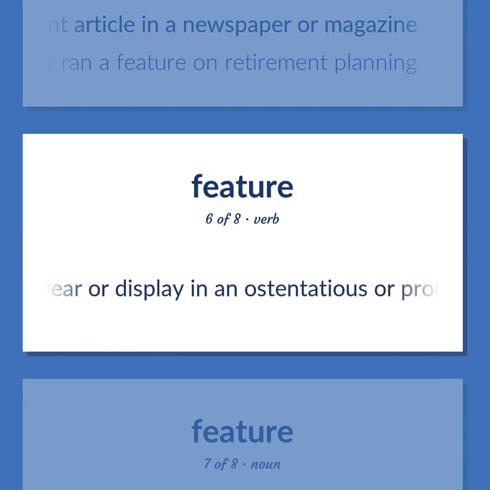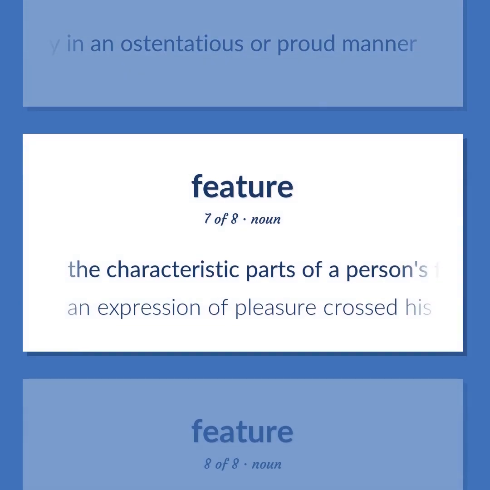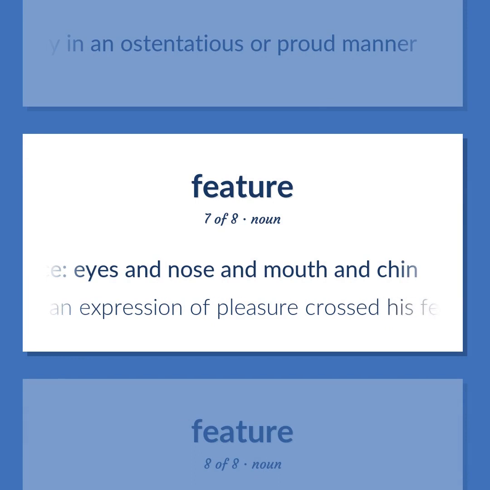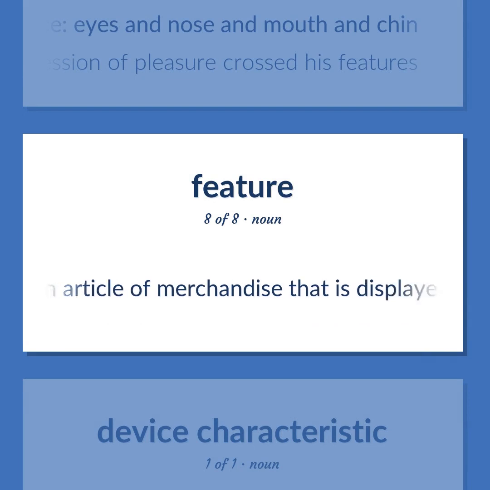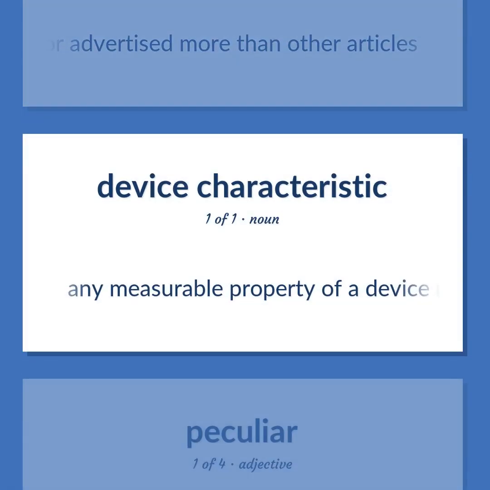Wear or display in an ostentatious or proud manner. The characteristic parts of a person's face: eyes and nose and mouth and chin. An expression of pleasure crossed his features. An article of merchandise that is displayed or advertised more than other articles. Any measurable property of a device measured under closely specified conditions.